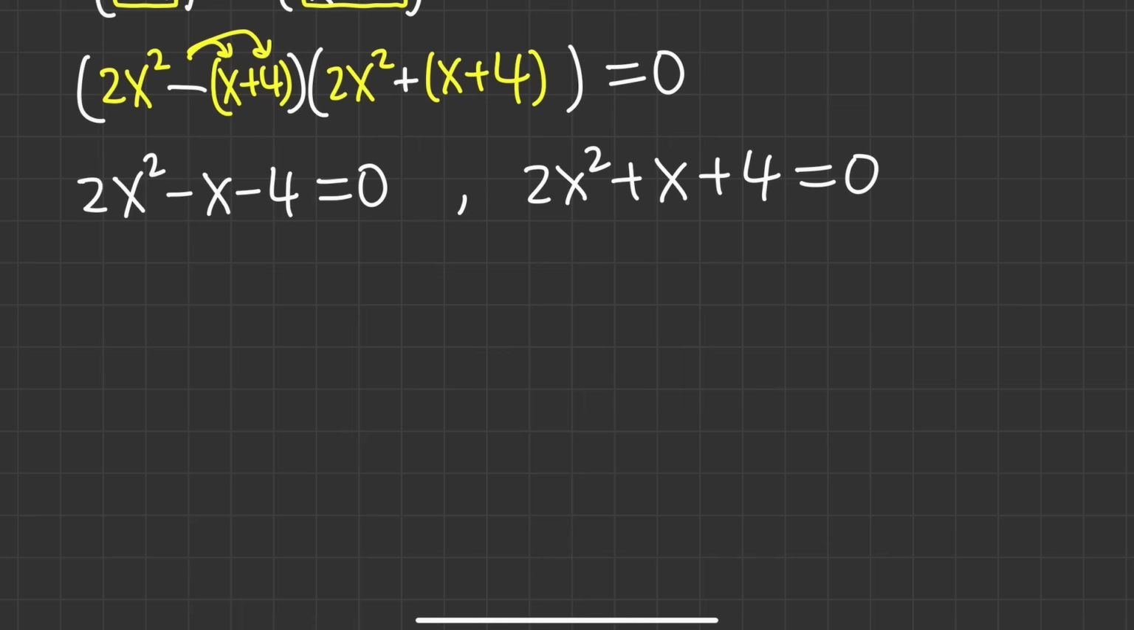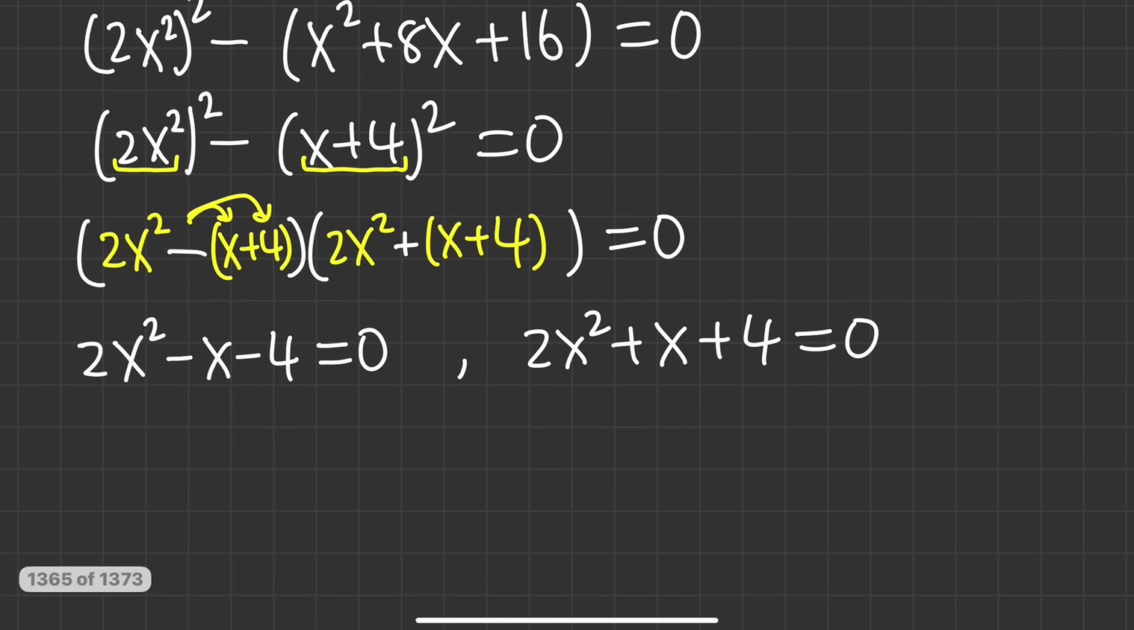So we just have to solve these two quadratic equations separately. Here, we don't have a 1 in front of the x squared. We can divide everybody by 2, but we will end up with fractions here. So I'm not going to do that. I'm not going to complete the square. I will just use the quadratic formula for this.